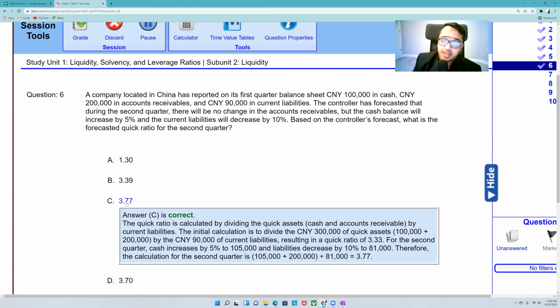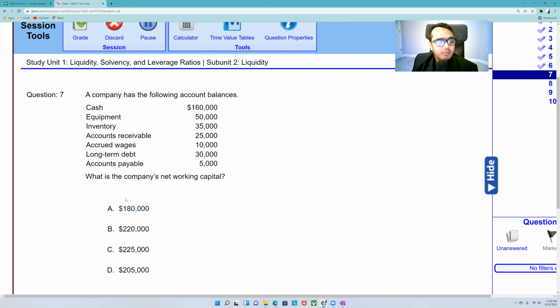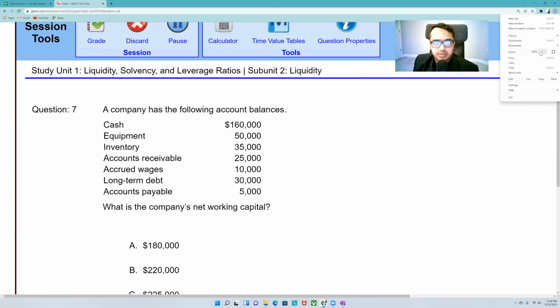Make sure that you calculate, guys. Simple questions. See, we're just going to make a short mistake here. Don't do that. Now, what is the company's net working capital? I hope you guys are able to look at this.